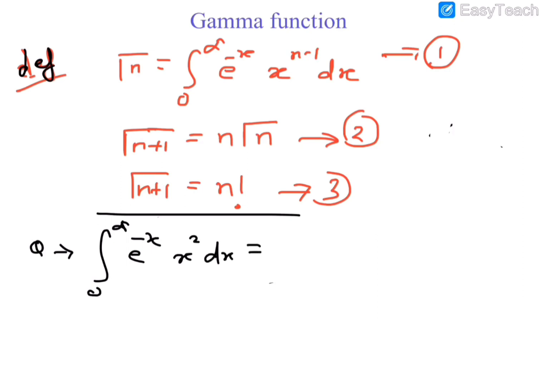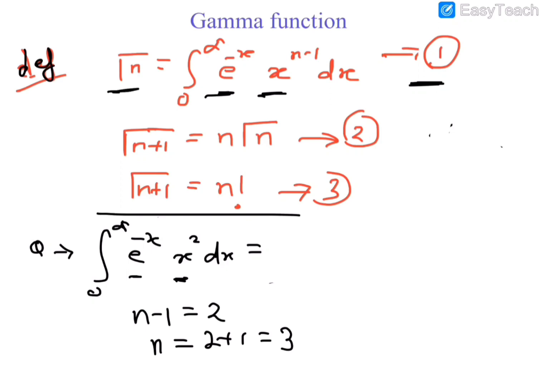Again we are going to find the similarity between this question and equation number 1. So e raised to the power minus x is e raised to the power minus x. Now x square, if we relate it to x raised to the power n minus 1, that simply tells us that n minus 1 is equal to 2. So therefore we can say n is equal to 2 plus 1, that means equal to 3. So if n is equal to 3, that means it is gamma function of 3.